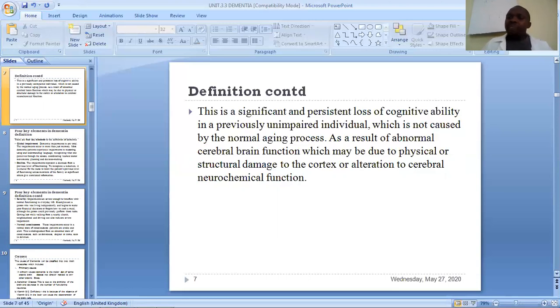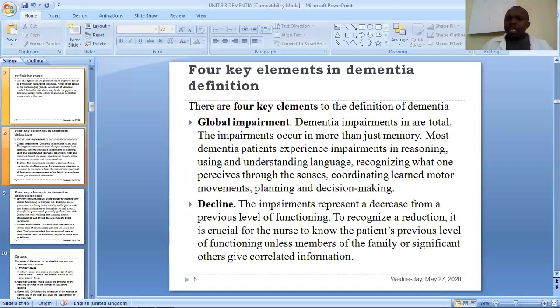So if someone didn't have dementia initially, then you notice some deterioration in the intellectual skills and also cognitive skills, then you can say that person actually has dementia. Now, initially we mentioned that there are 4 key elements in the definition of dementia. What are these 4 key elements? Once you notice some of these in someone, then you can actually say someone has got dementia.